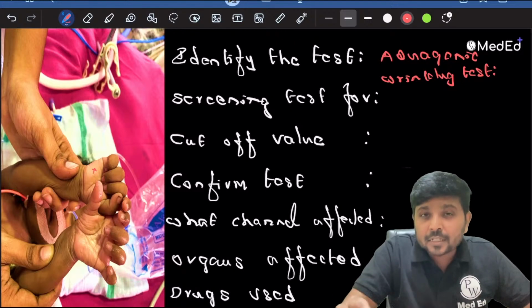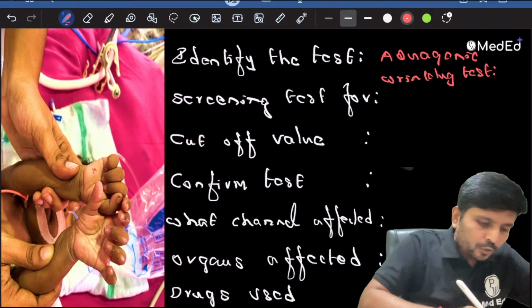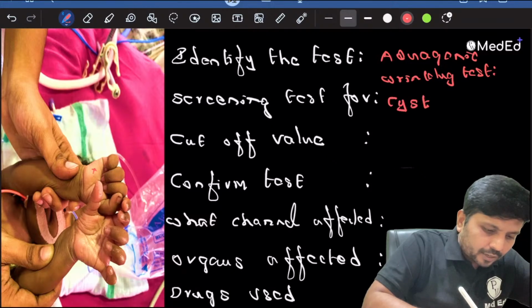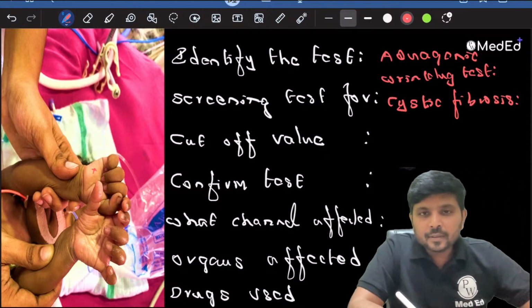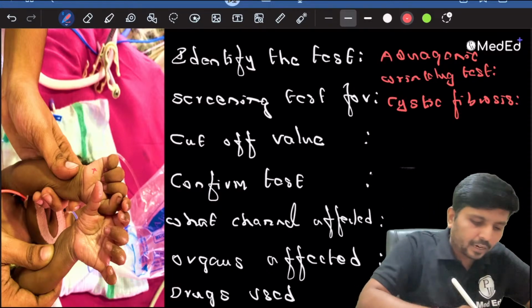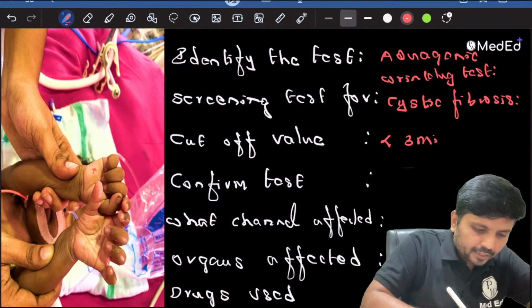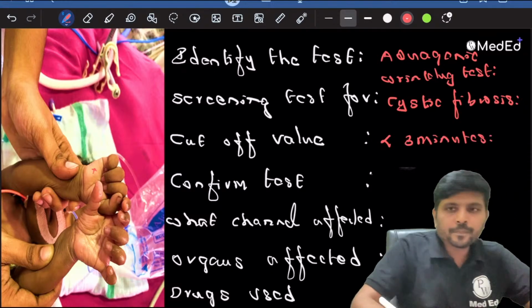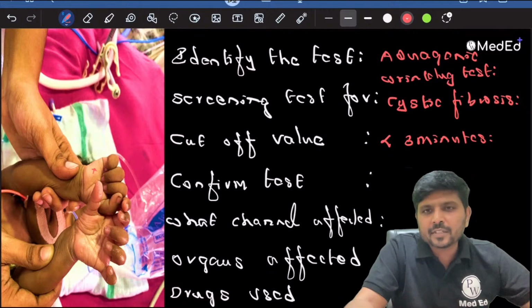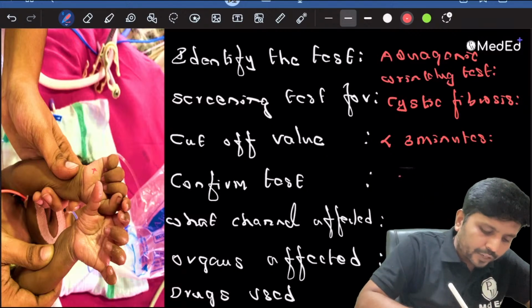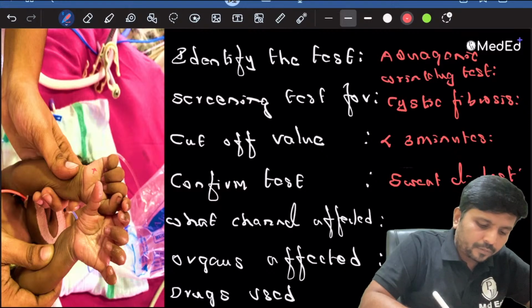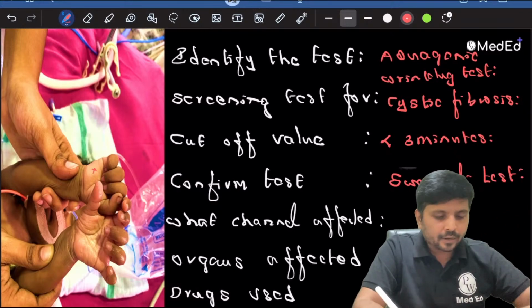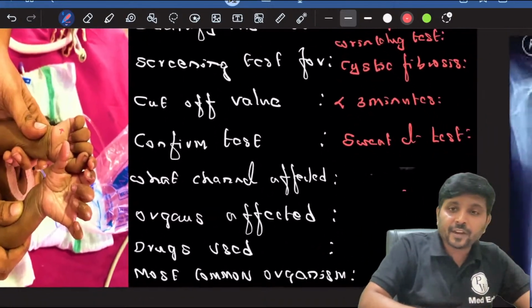This is the screening test for cystic fibrosis, and the cutoff value is exaggerated wrinkling within 3 minutes. What is the confirmatory test for cystic fibrosis? Sweat chloride test. What channel is affected in cystic fibrosis?